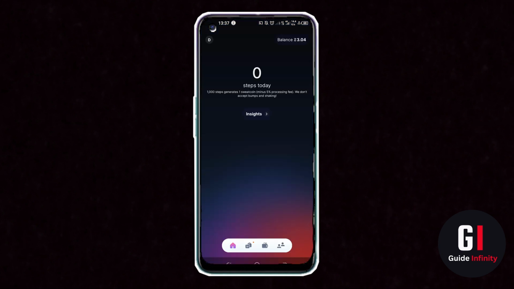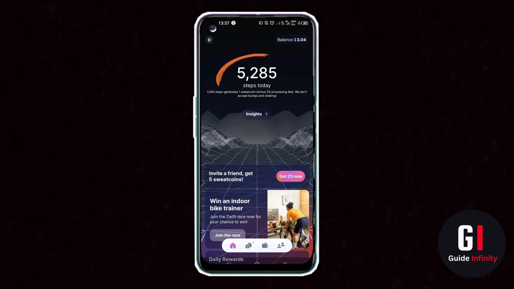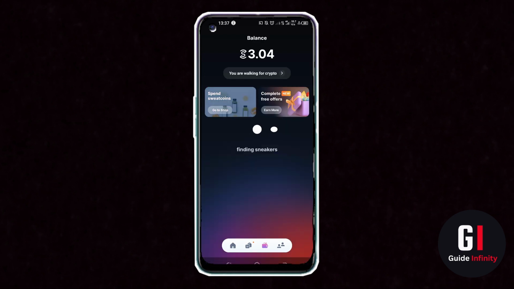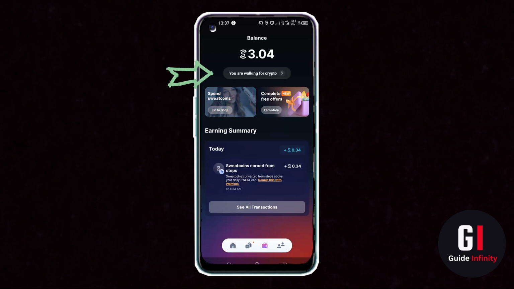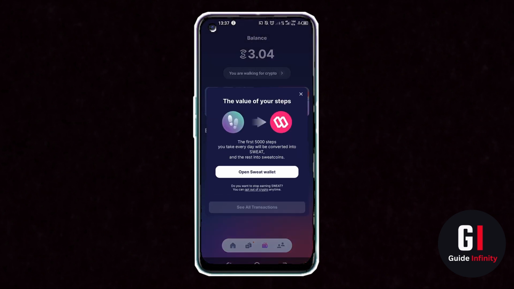As you can see at the top here, it shows you how many steps you've currently done, and at the top right corner it shows you our balance. You can see underneath our balance that our setting is walking for crypto and that the first 5,000 steps you take every day will be converted into Sweat and the rest Sweatcoins.